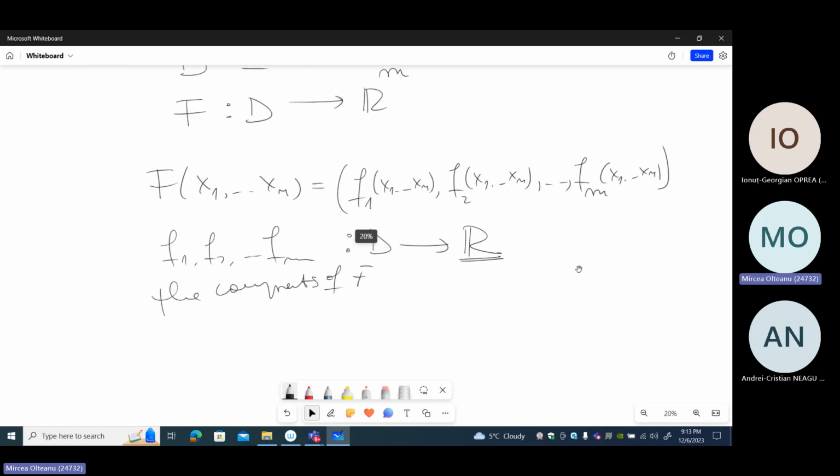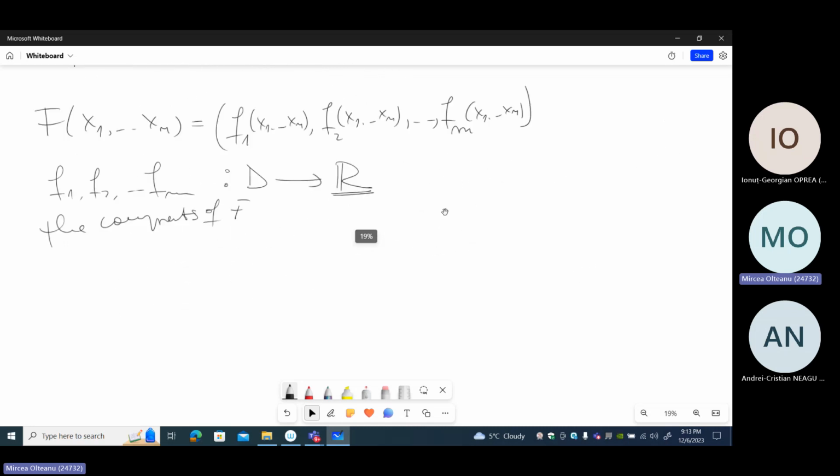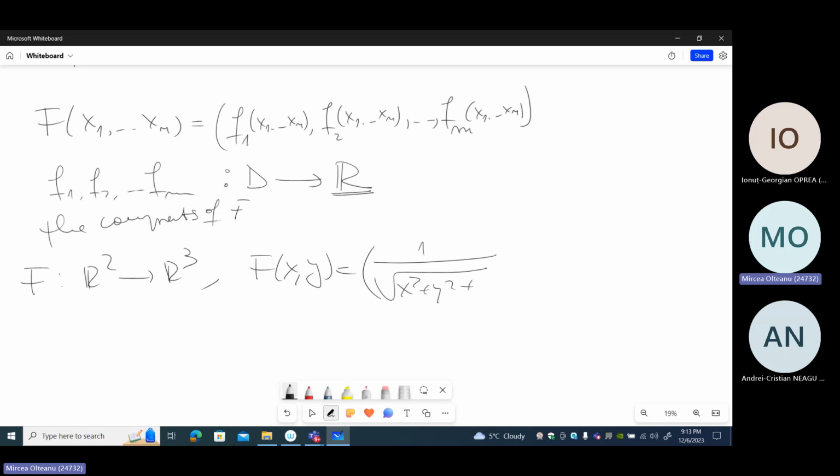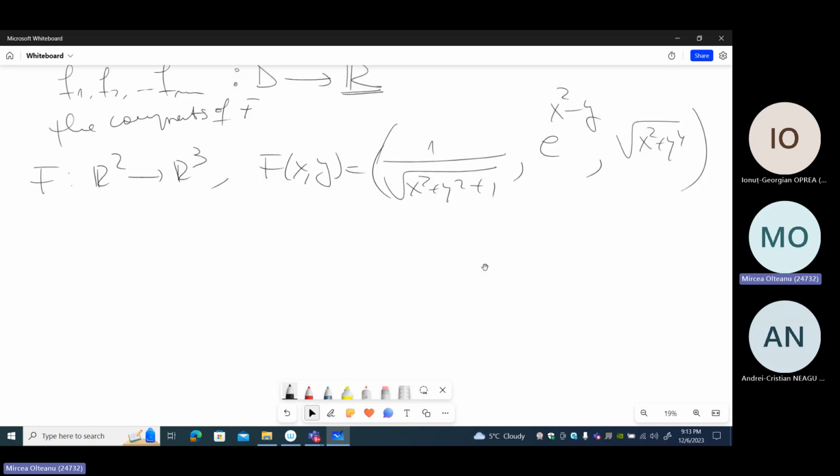Okay, let's see some examples. For example, a function f defined on R squared taking values in R^3 looks like this: f of x and y equals 1 over the root of x squared plus y squared plus 1, e^(x squared minus y), and the last component, let's say, the root of x squared plus y^4. This is a function of 2 variables, x and y, taking values vectors of dimension 3. It has 3 components.